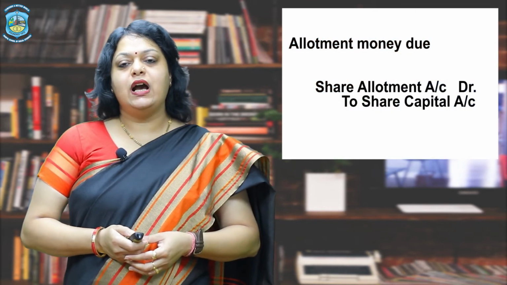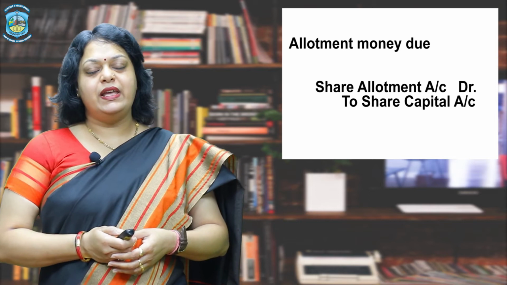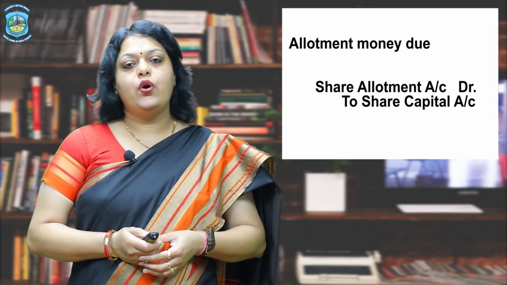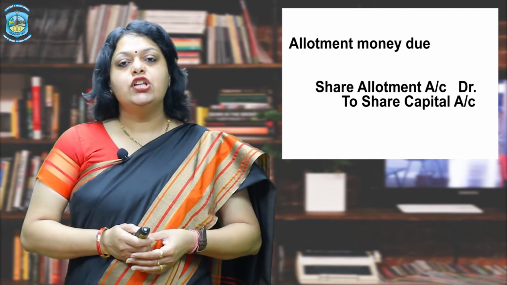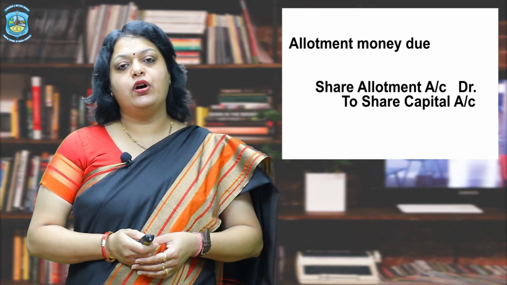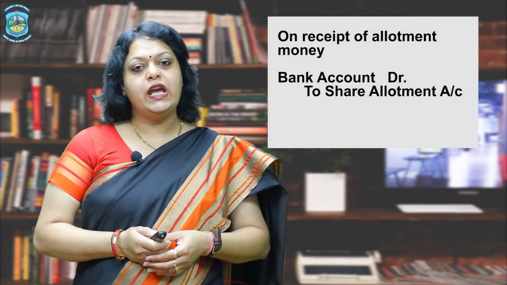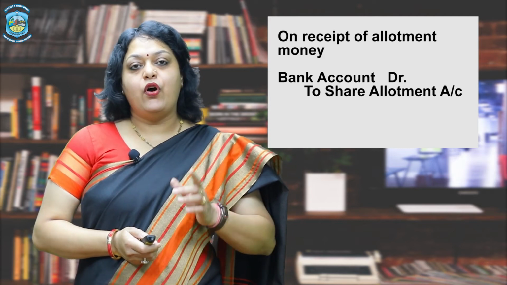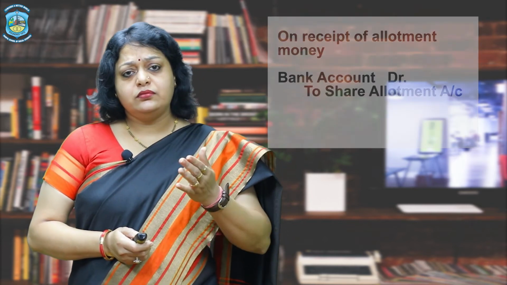In that case, the company is going to receive the allotment money, and first of all for the due amount we have to pass the entry. So, share allotment account debit to share capital, this is the entry for the due. And then when the company receives this amount, in the form of cash or bank, the entry is bank account debit to the share allotment account. This is the entry for the share allotment money when the company receives the amount.